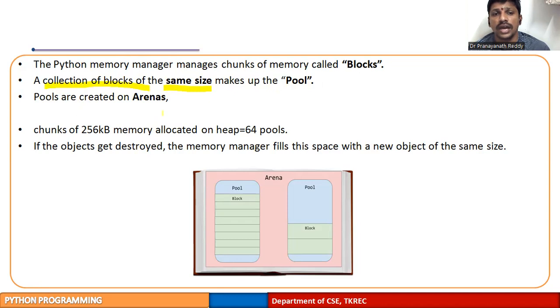Now, pools are created on an arena, which means a collection of pools is created on an arena. Each chunk, a block of 256 kilobytes of memory allocated on the heap, holds 64 pools. If an object gets freed, the memory manager fills this space with a new object of the same size. We need to remember this term: it is allocating over fixed size.